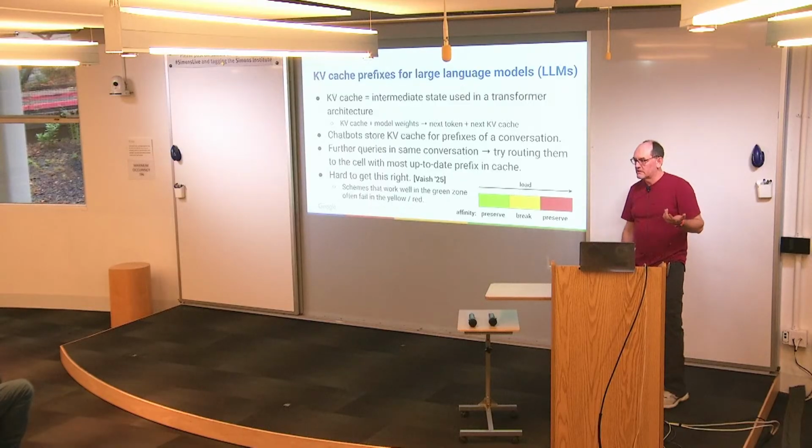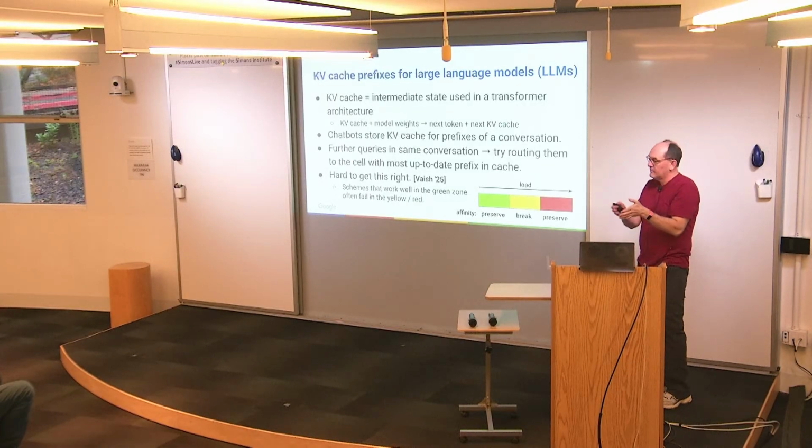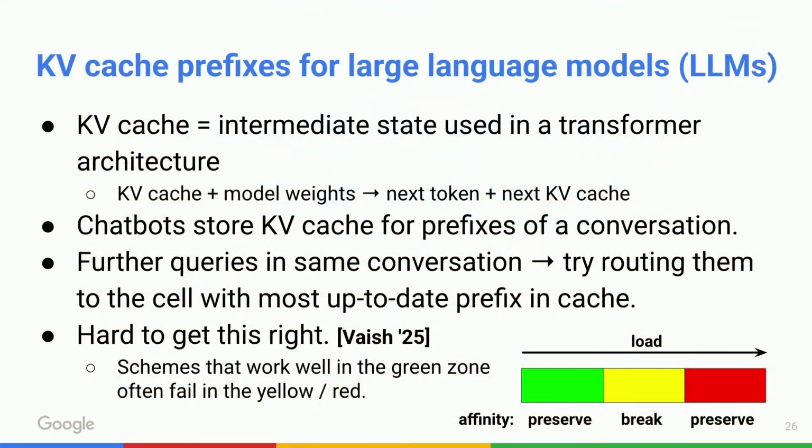And so chatbots, like Gemini, will store the KV cache for prefixes of some conversation. So if you have some conversation with Gemini, then you go away for a day, and then you come back, it wants to pick up where it left off. If you didn't go away for too long, that data might still be in cache, and then it can save a lot of computation. Basically, it's just going to go to the last snapshot that it has, and then it'll recompute from there and pick up your conversation.